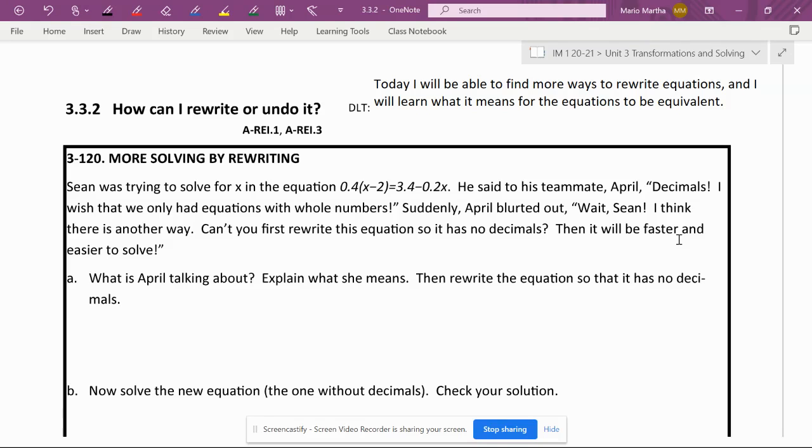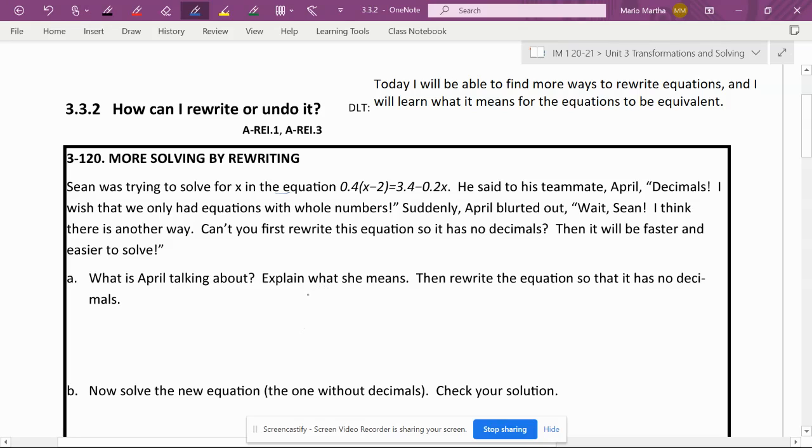So, problem 3-120, more solving by rewriting. It says Sean was trying to solve for x in the equation 0.4 times (x minus 2) equals 3.4 minus 0.2x. He said to his teammate April, decimals, I wish that we only had equations with whole numbers. So suddenly April blurted out, wait, Sean, I think there's another way. Can you first rewrite the equation so it has no decimals? And then it will be faster and easier to solve. So what is April talking about? And explain what she means, then rewrite the equation so that she has no decimals.